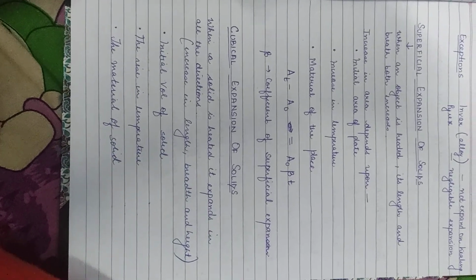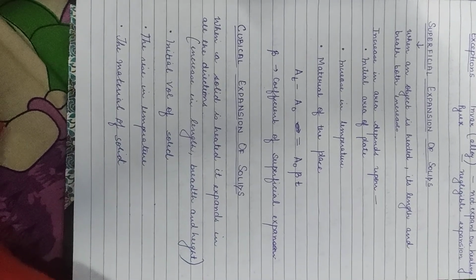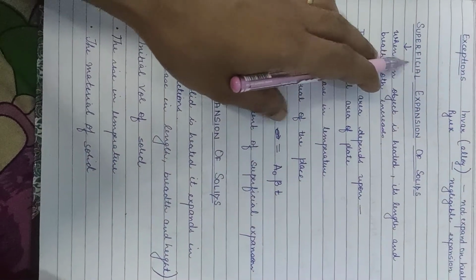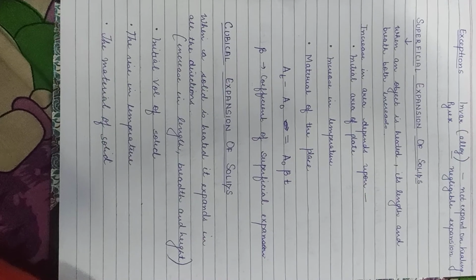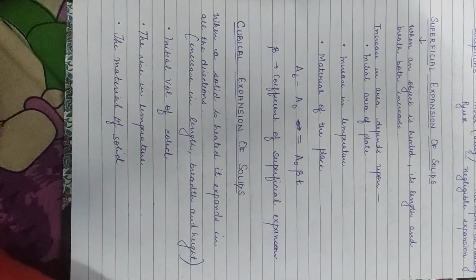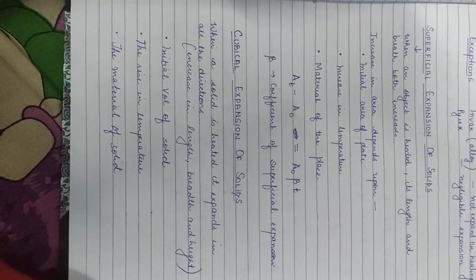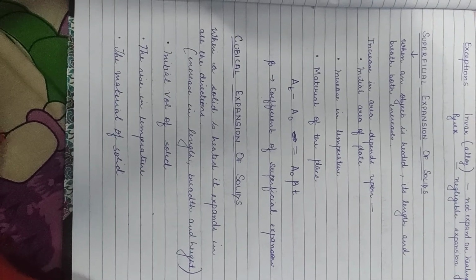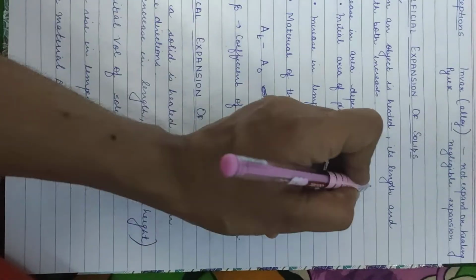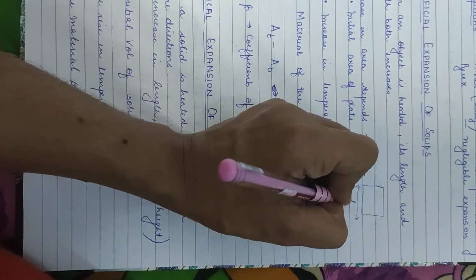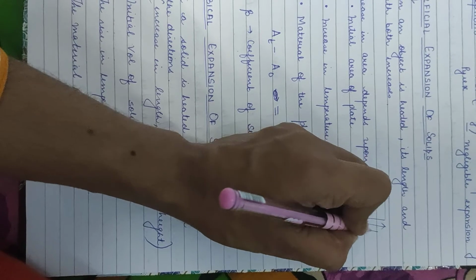Next we are having superficial expansion of solids. Superficial means area expansion. Okay, superficial means area expansion of solids. Area expansion means now increase in length and increase in breadth. Suppose I am having a thin copper plate, so increase in its length and increase in its breadth.